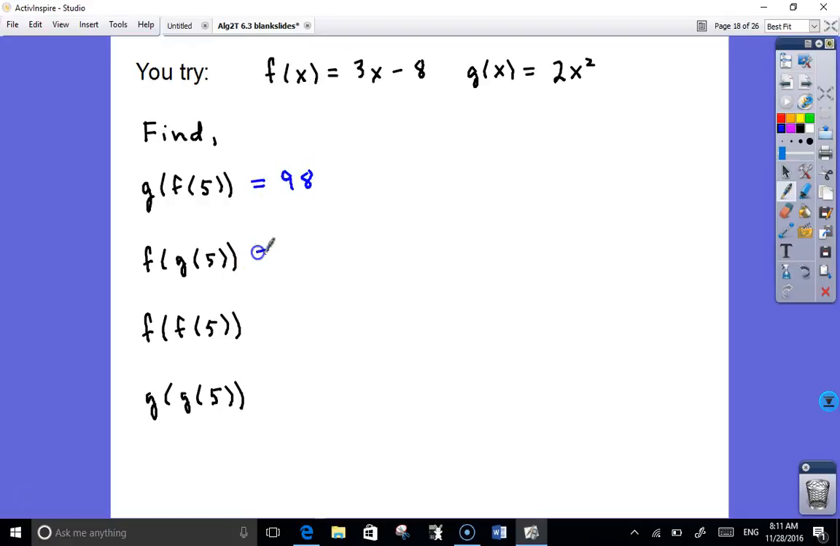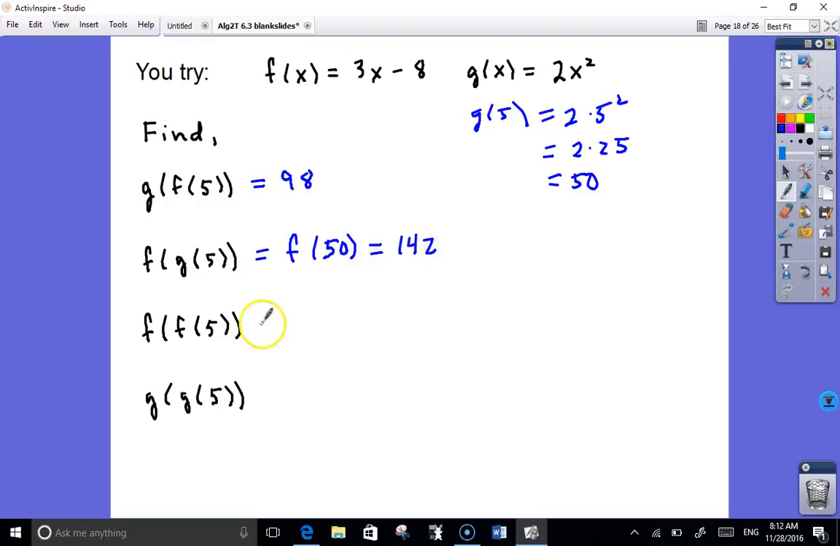98. Second one? Say again? F of g of 5. Anybody? What is that? f of g of 5 is going to be 2 times 5 squared, which is going to be 2 times 25, which is 50. So that's like saying, what's f of 50? And that would be 142. Okay, how about the f of 5?